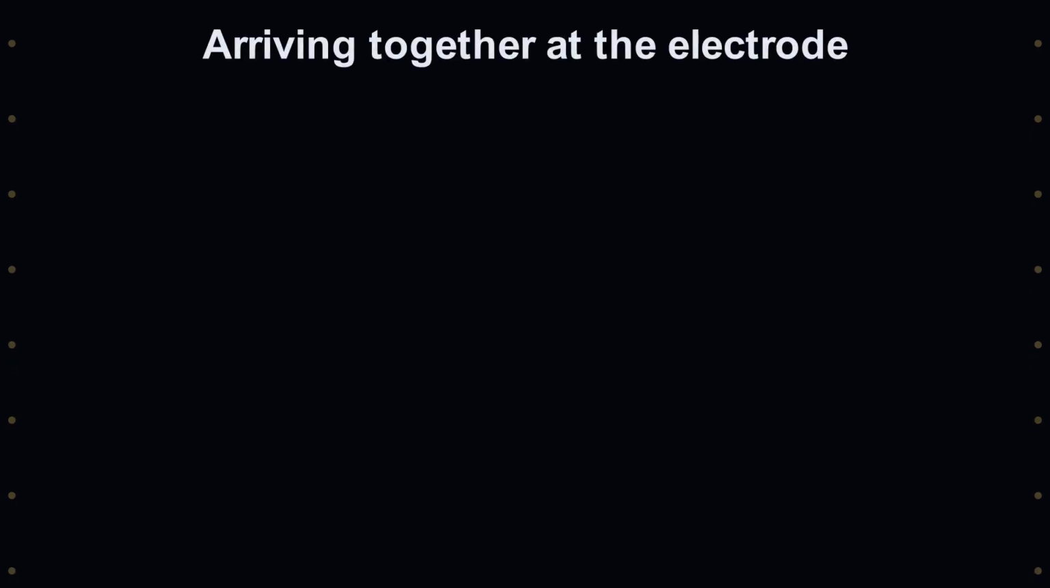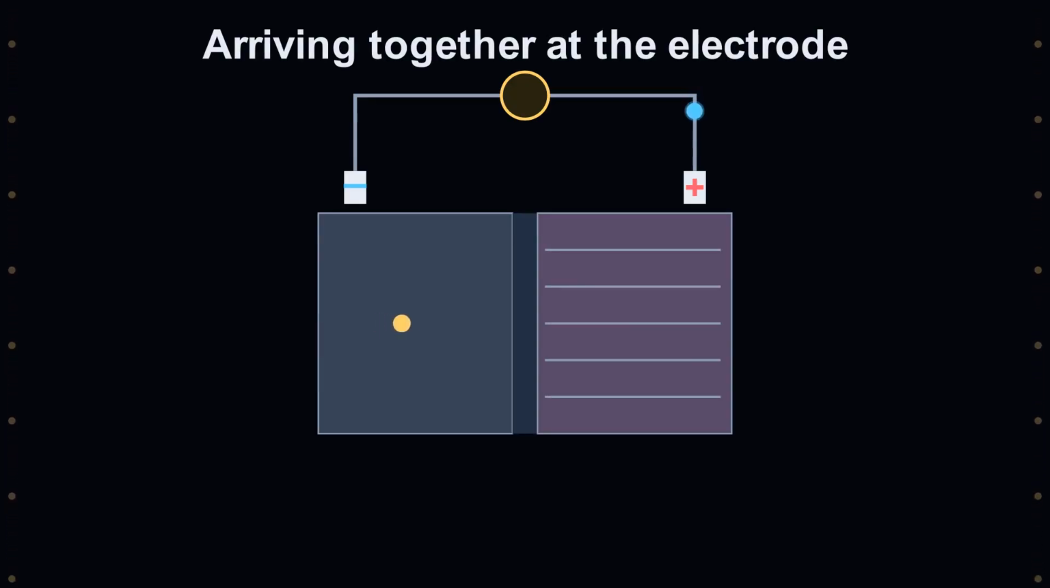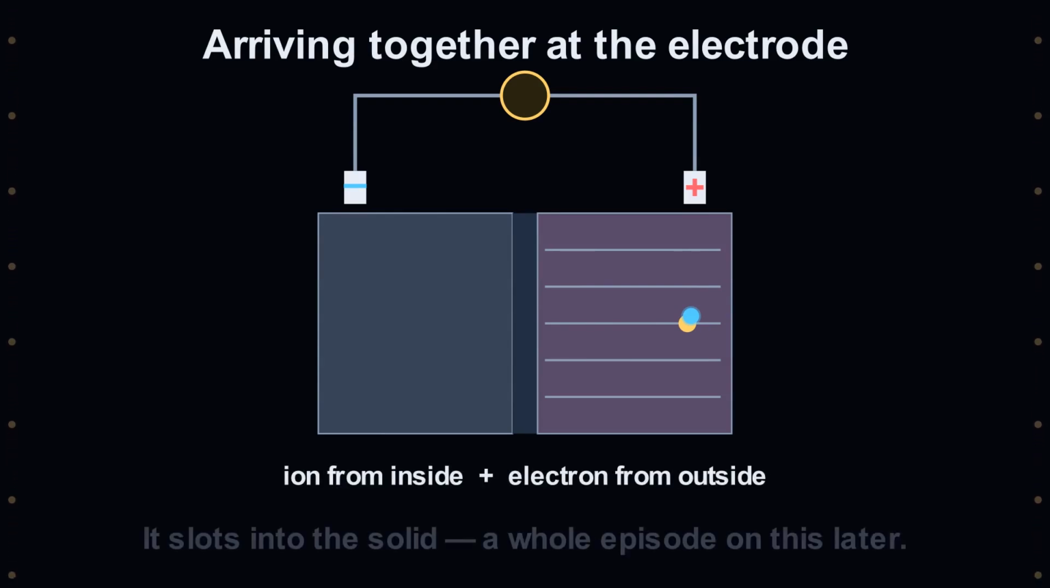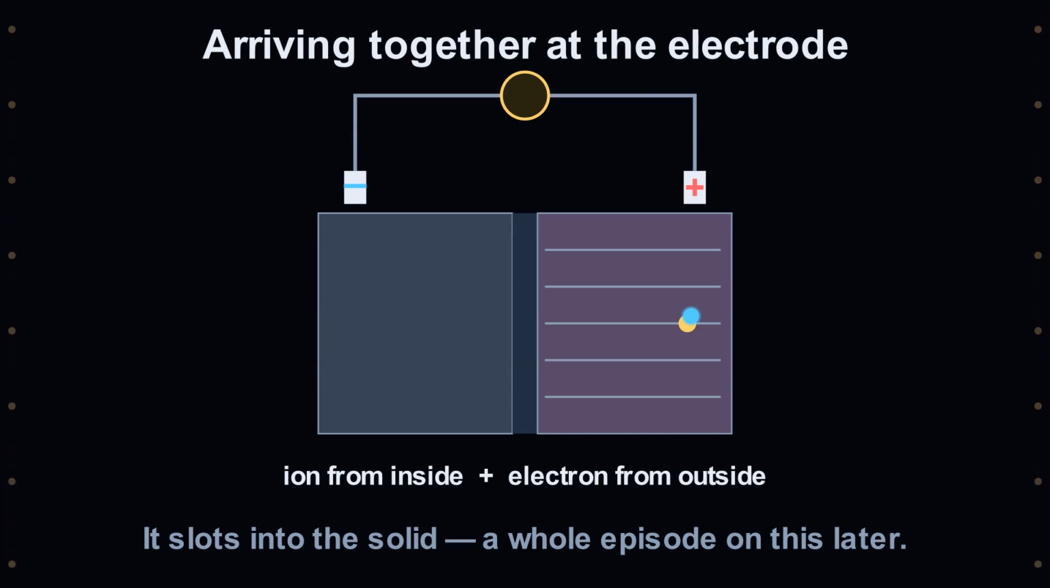And when an ion finally reaches the far electrode, it does not just pile up on the surface. It slips into the solid structure of the electrode, and an electron arriving from the wire meets it right there, at the very same spot, keeping everything balanced. Ion from the inside, electron from the outside, arriving together. We will spend an entire episode inside that structure later on.